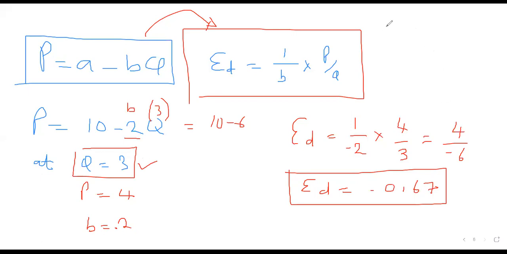So I want you to find the elasticity of demand for this function. P is equal to 100 minus 4Q. Calculate the elasticity of demand when your Q is given by 10. Please calculate the elasticity of demand when your Q is given by 10. I'll give you only 2 minutes.